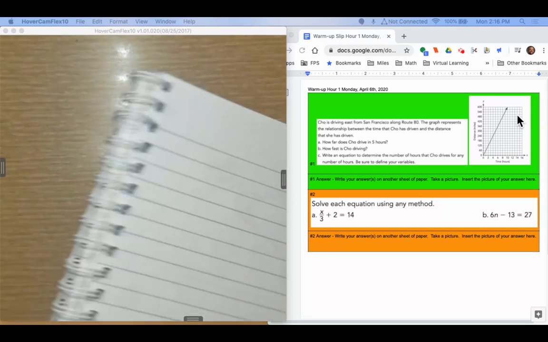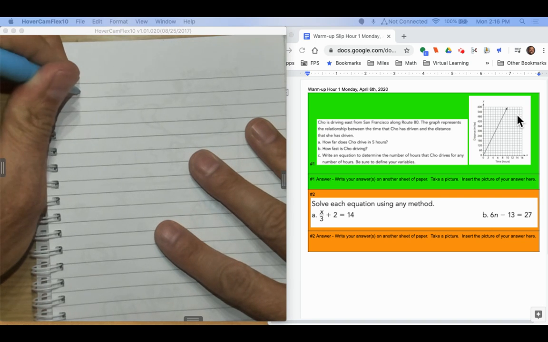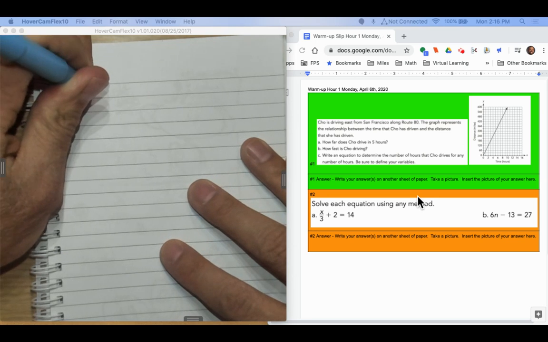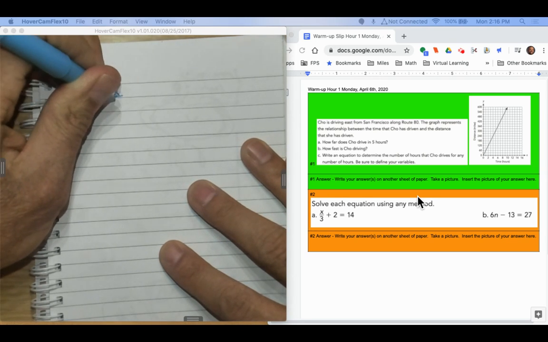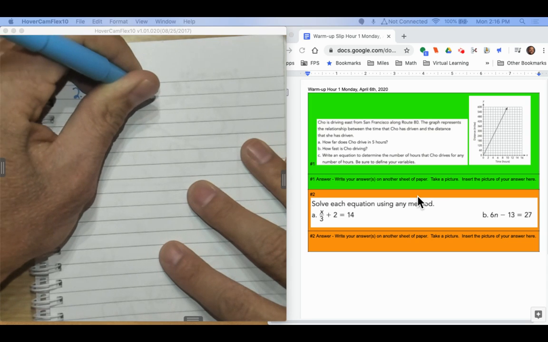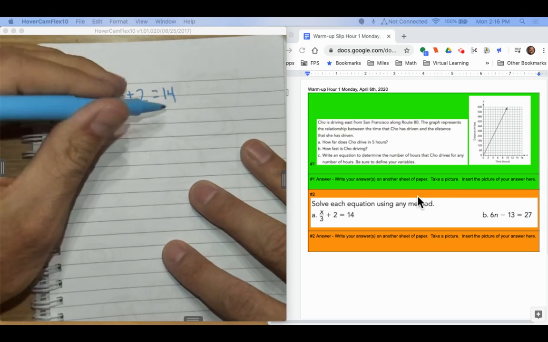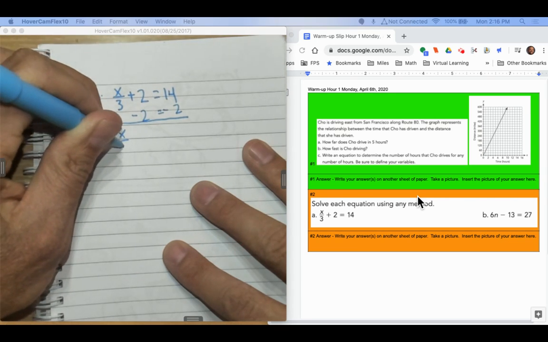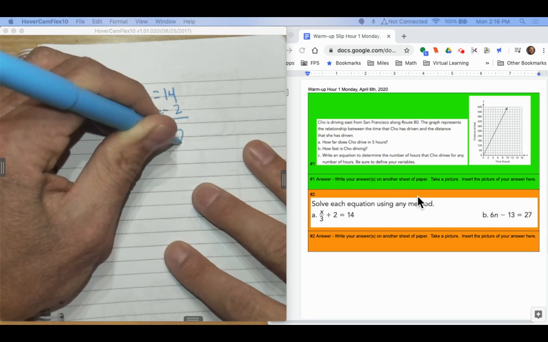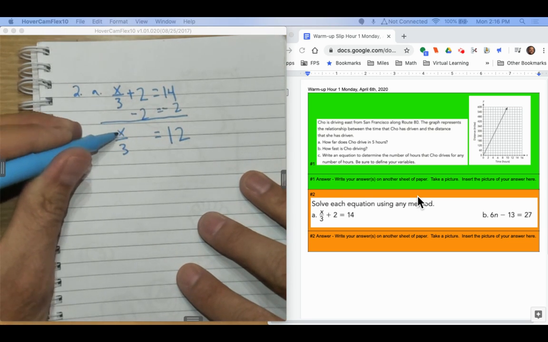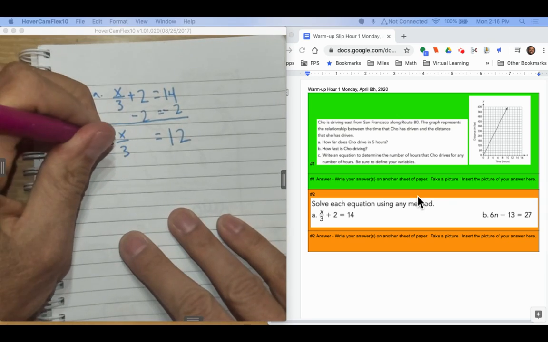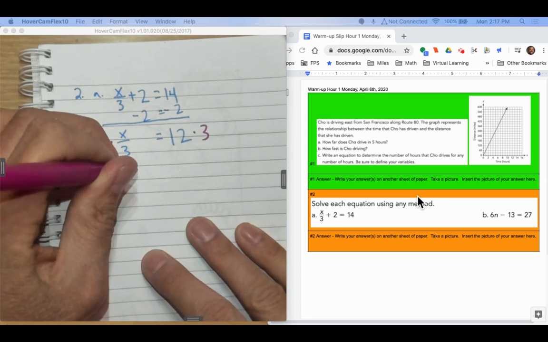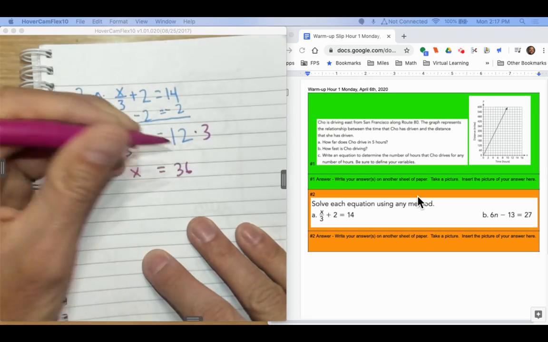Okay. For two, solve each equation using any method. All right. So you have x over 3 plus 2 equals 14. So I would subtract 2 from both sides. Then I would have x over 3 equals 12. And x over 3 is the same as a division problem, so I would use the inverse operation. So I would multiply both sides by 3. When I do that, I get x on the left side, I get 36 on the right side.